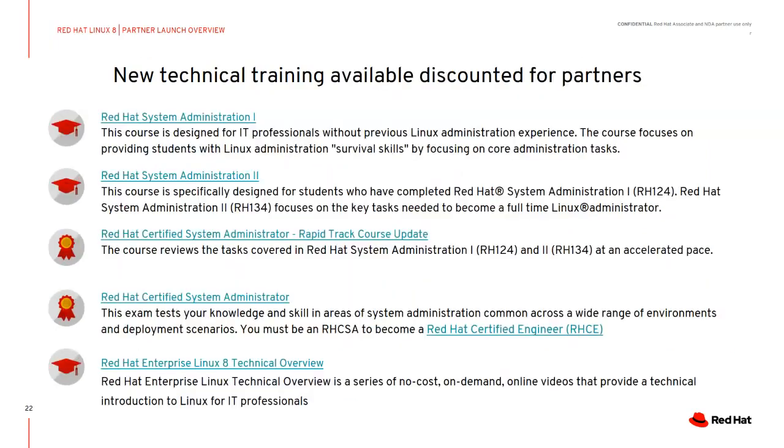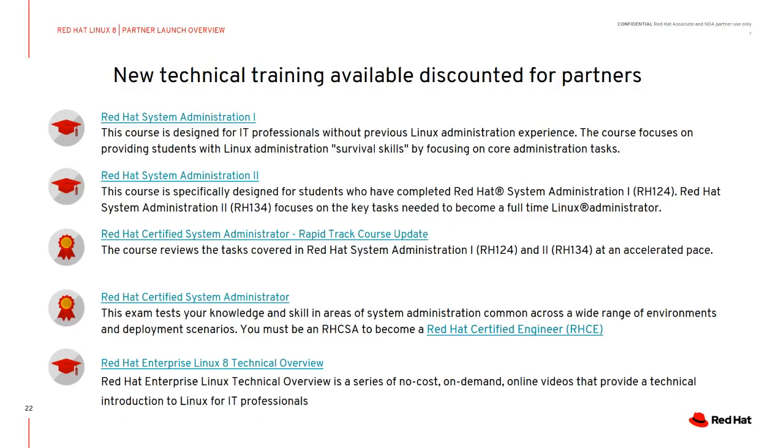New technical training available, discounted for partners. So Red Hat System Administration 1, Administration 2, and then we are also providing a rapid track course update. Administration 1, that is RH124, the exam training code, and then Administration 2, which is RH134.